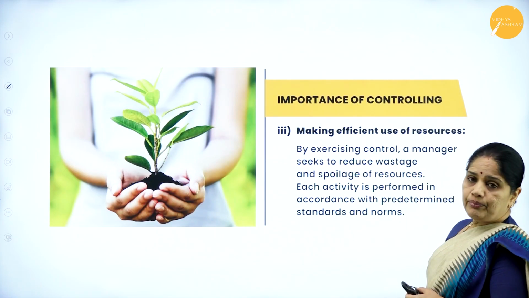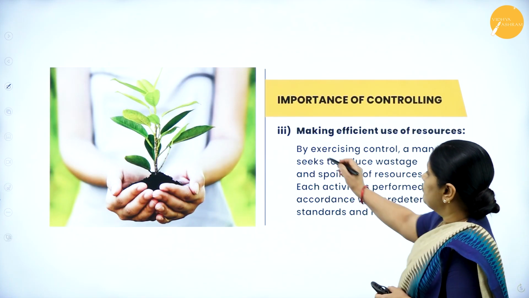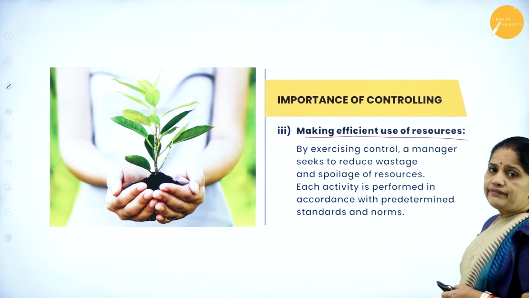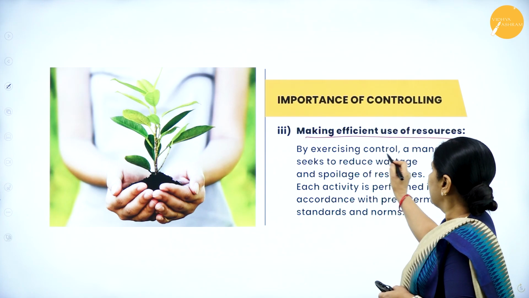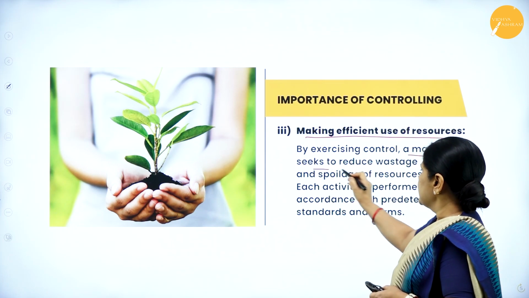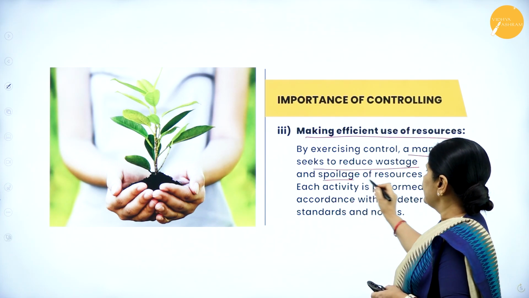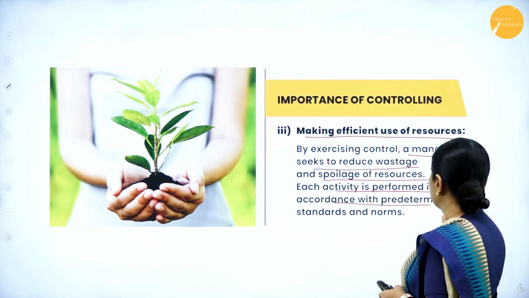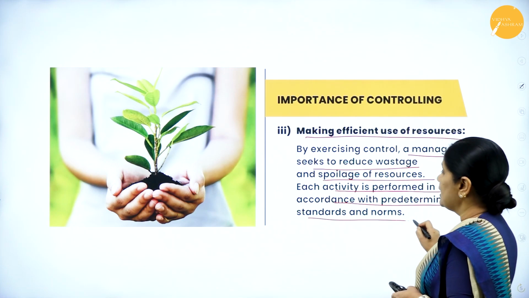Then, third importance of controlling is making the efficient use of resources. So, whatever resources you have, by exercising control, he seeks to reduce wastage and spoilage of resources. Each activity is performed in accordance with predetermined standards and norms.